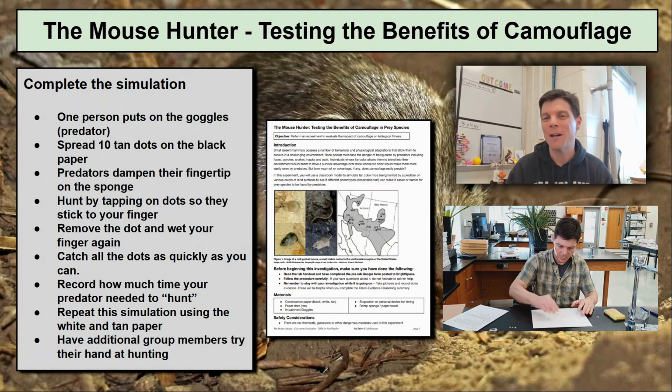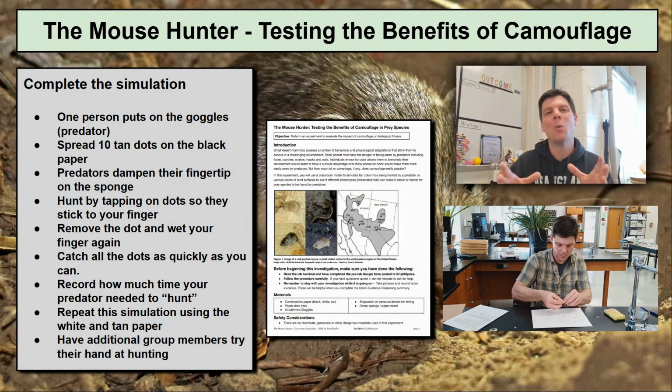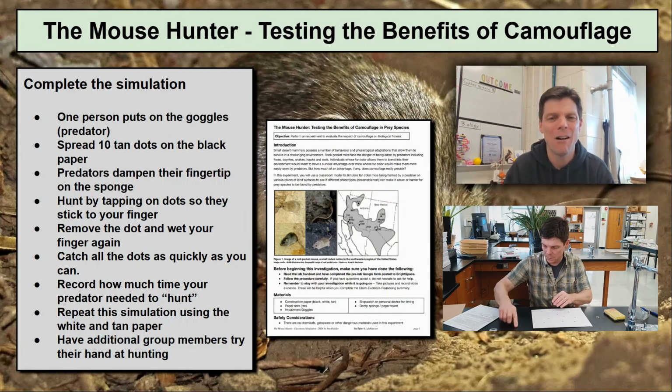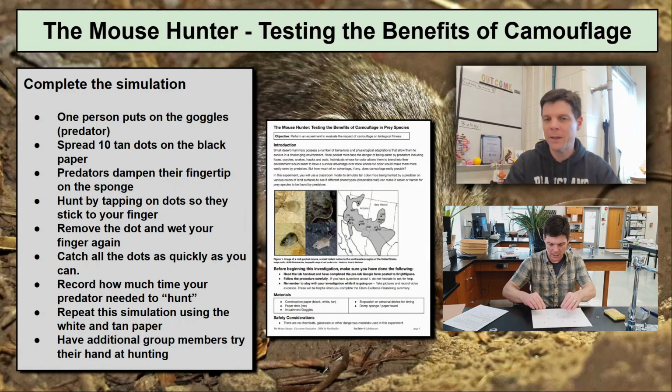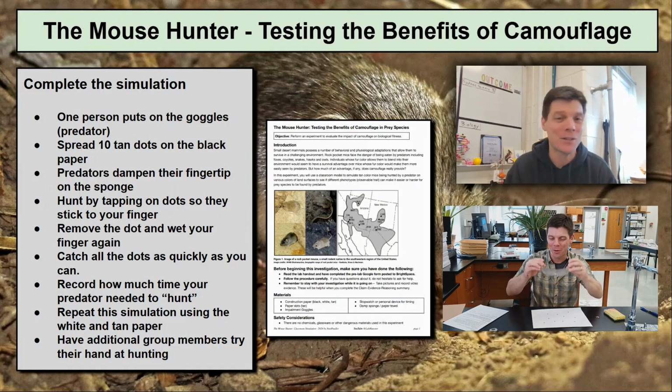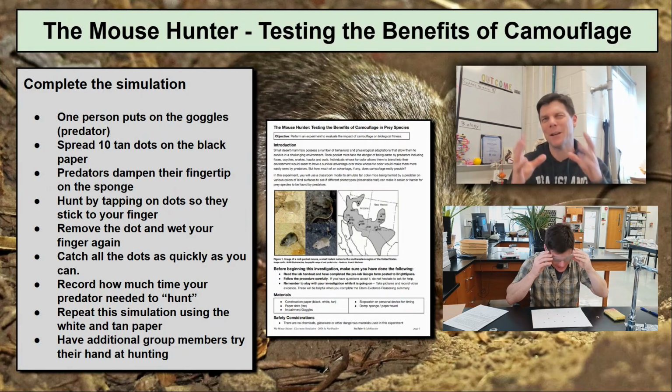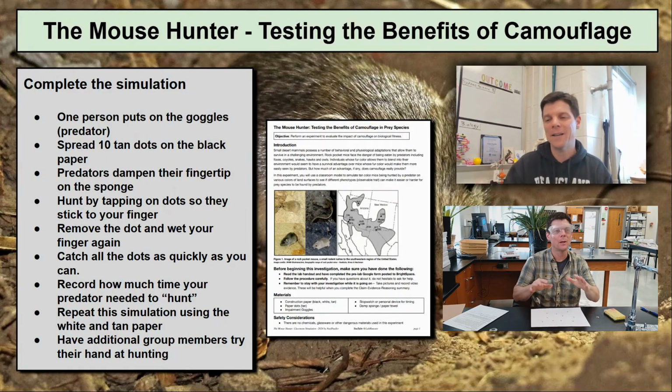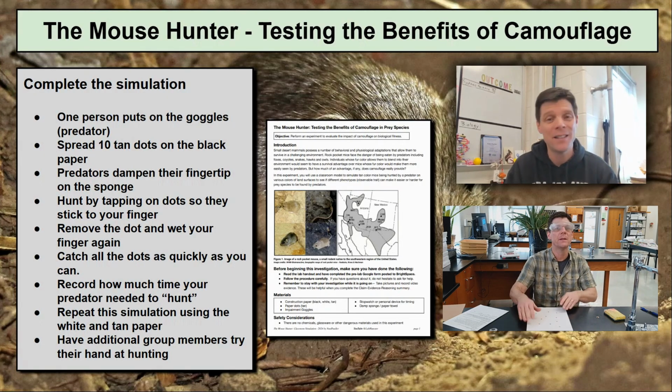So we have different color sheets of paper, black, white, and tan, and we spread 10, that's always hard for me to say, we spread 10 tan dots on the sheet of paper. Now, we spread them onto the white paper, and a student who is playing the role of a hunter will put on these scuffle vision goggles that we use in class that obscure their vision a little bit, and they'll wet their finger and try to quickly remove the 10 dots from the paper. The time that it takes for them to remove all those dots is the hunting time.